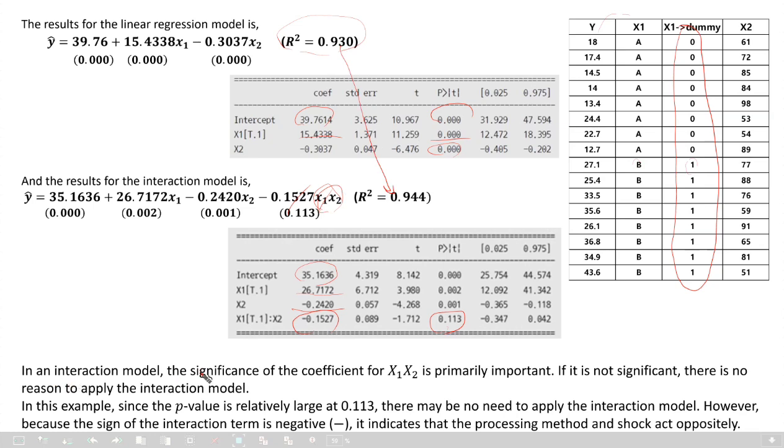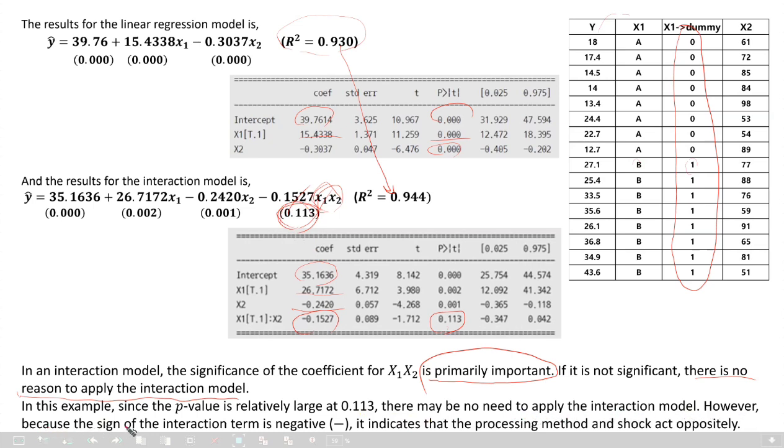In the interaction model, the significance of the coefficient for x1 x2 is primarily important. You have to look at the p-value to see whether this term is necessary or unnecessary. If it is not significant, because the p-value is greater than 0.1, there is no reason to apply the interaction model to this data. In this example, since the p-value is relatively large at 0.113, there may be no need to apply the interaction model.